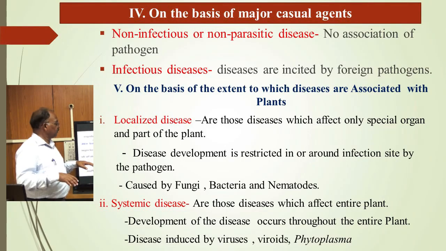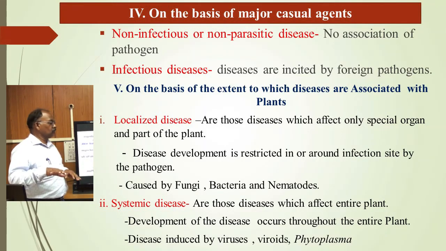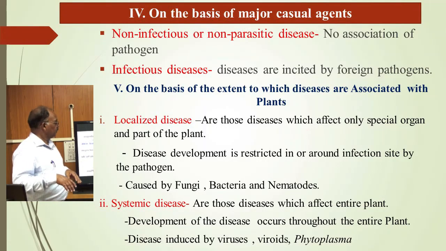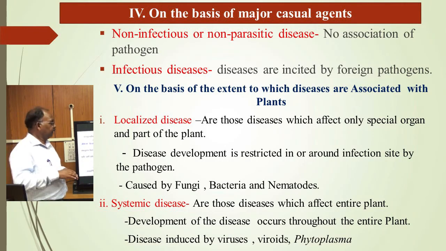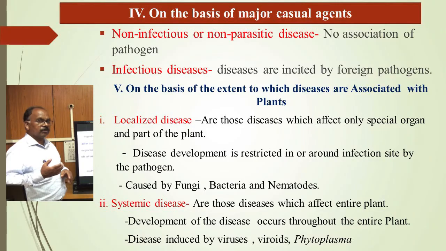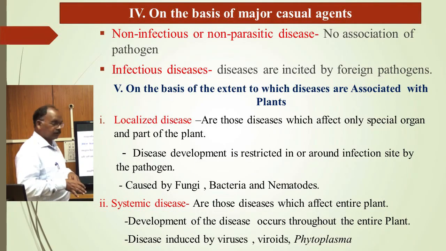Localized diseases are those diseases which affect only a special organ or part of the plant. In this case, the disease development is restricted in or around the infection site by the pathogen. Localized diseases are generally caused by fungi, bacteria and nematodes. And systemic diseases are those diseases which affect the entire plant. In these diseases, the development of disease occurs throughout the entire plant. Such diseases are caused by viruses, viroids or phytoplasma.